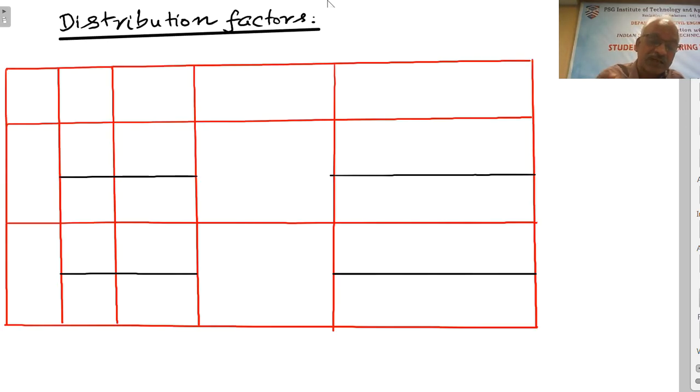Now next is the distribution factor. For calculating the distribution factor, we know the standard tabulation: joint, member, relative stiffness.